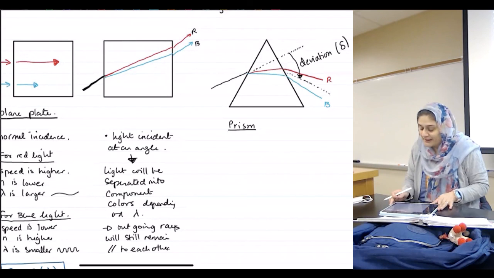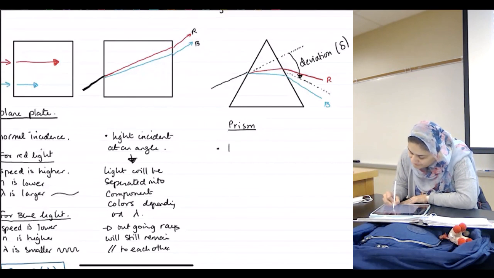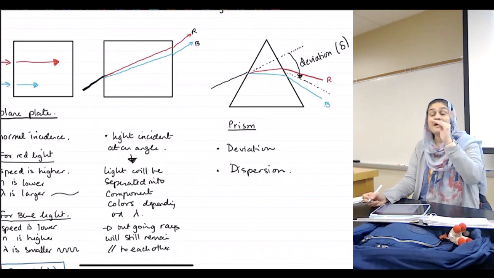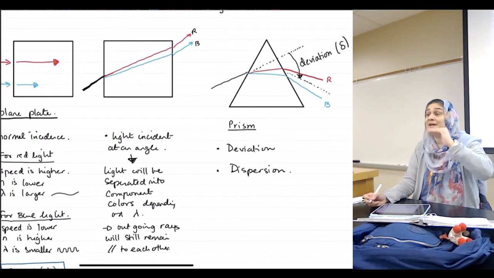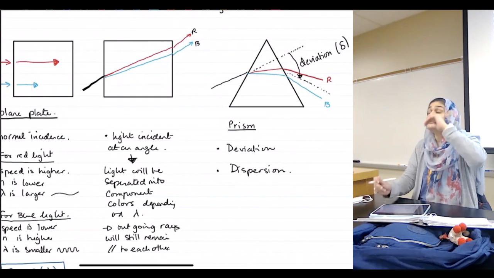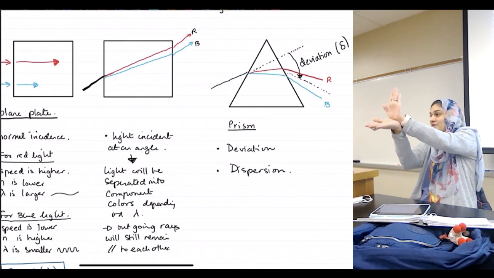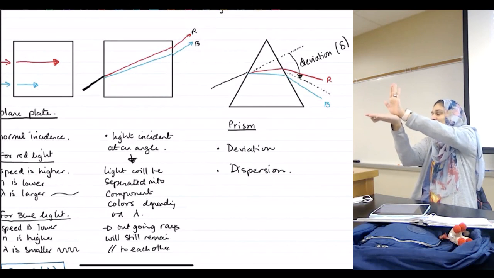Okay, so now let's define the two terms. For prisms, I want you to think about these two terms: deviation and dispersion. Deviation is how much the light deviated from its original path. You measure it through the center of the deviation. Dispersion is how much the light split into its components, like what's the angle of the split of the light between red and blue?